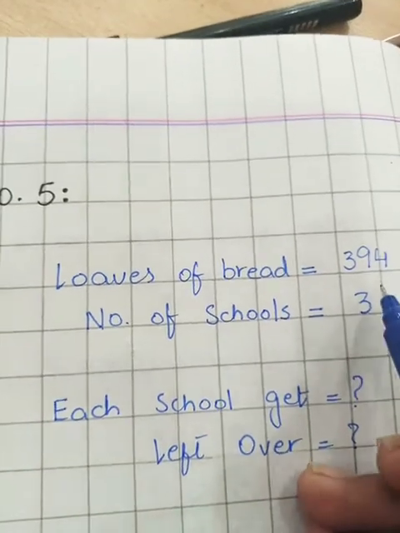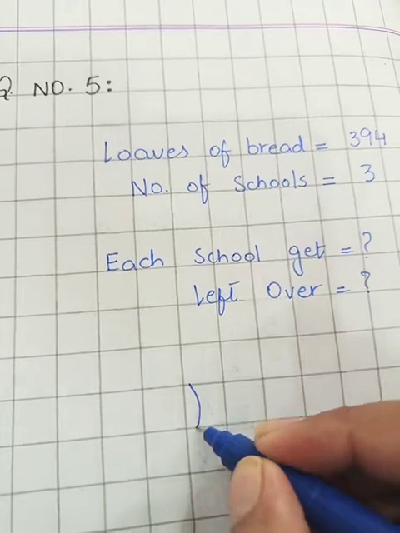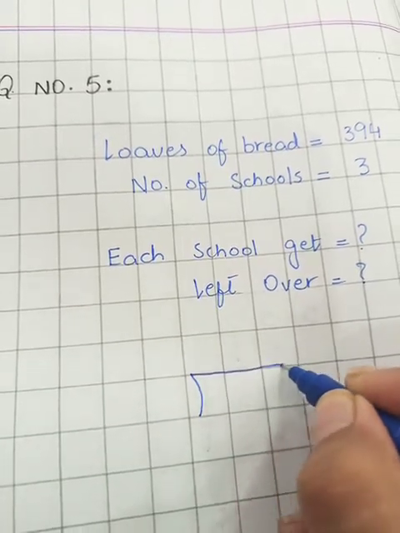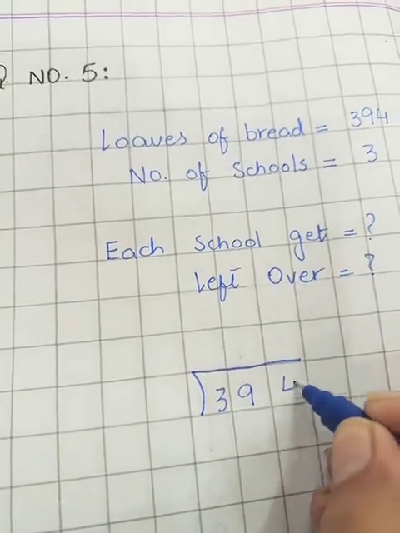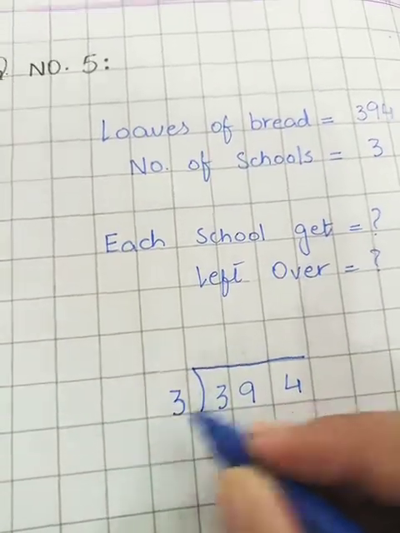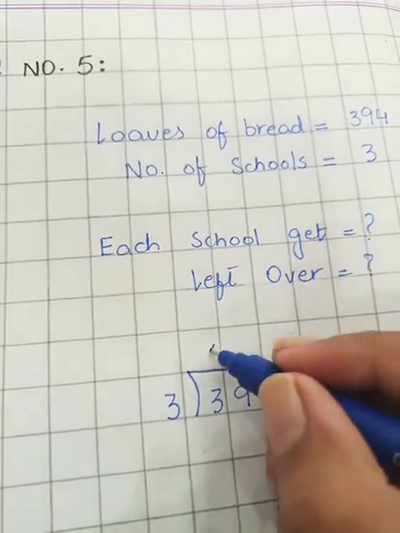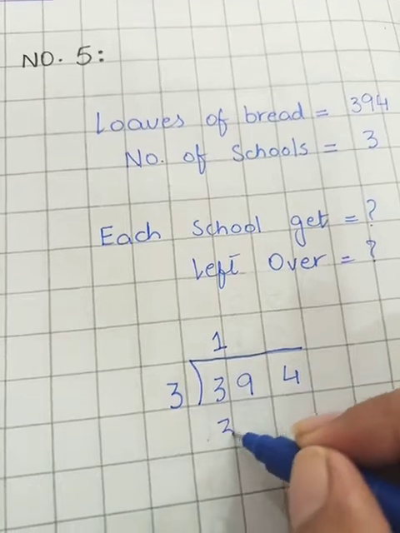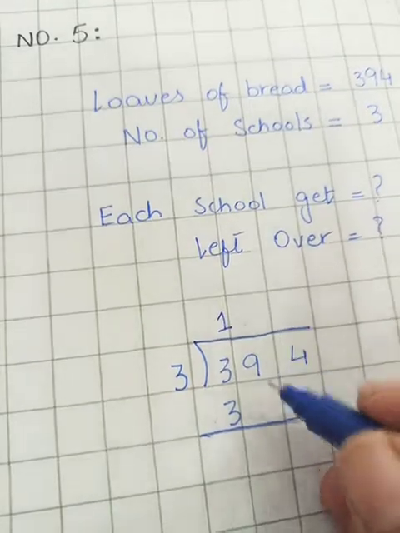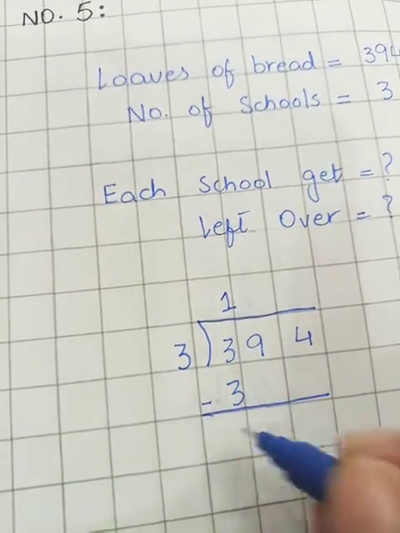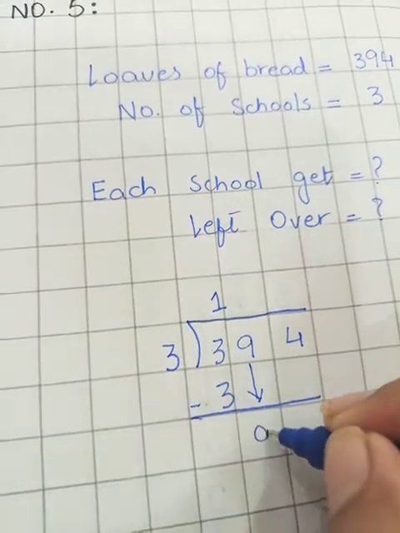Okay students, now come towards our solution portion. We are going to divide our number 394 by our divisor, that is 3. Now students, let's divide it. Firstly compare the first 2 digits, that is 3 ones are 3. In the next portion, let's do the subtraction. 3 minus 3 is 0. I will not write the 0 here. I will bring this 9 down here to divide it again.